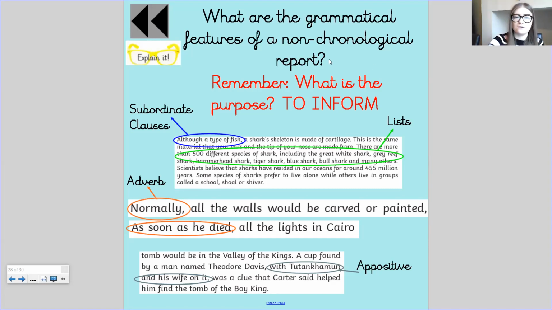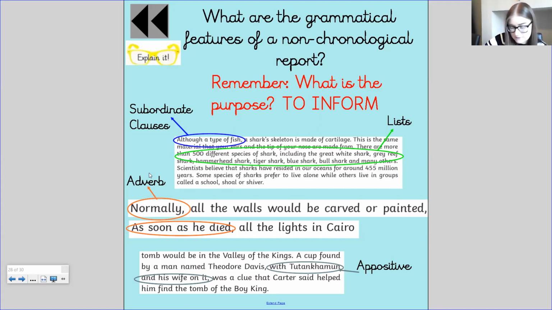We also need adverbs, and adverbs are really important when writing non-chronological reports because they tell us when. So as soon as he died, this is about Tutankhamun. As soon as, or over a period of 20 years, Robert Louis Stevenson wrote some works. Normally, interestingly, usually, all of these just add a little bit of extra information. So we're going to need adverbs or adverbial phrases.